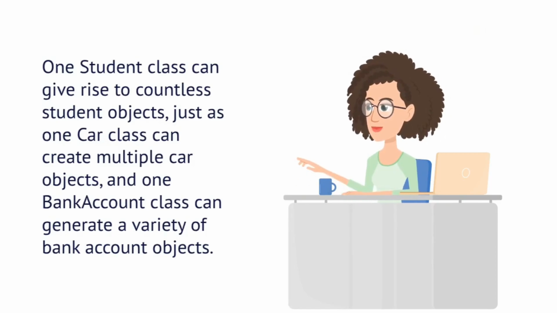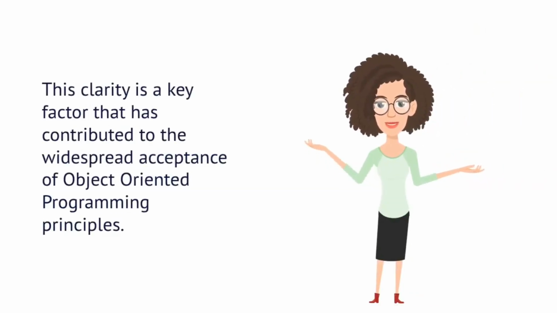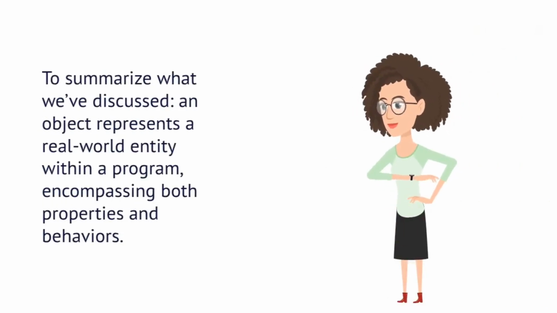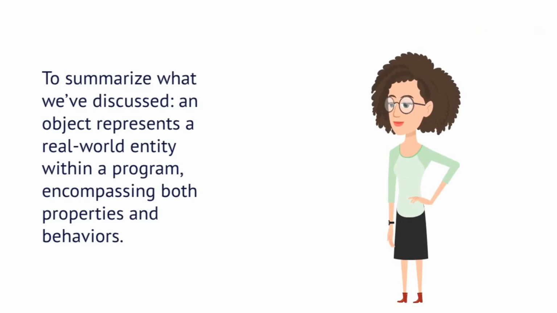So instead of writing separate variables again and again, programmers simply create a class once, and then they create as many objects as they need from that class. This makes the code more organized, easier to manage, and much easier to understand. And this is one of the main reasons why object-oriented programming became so popular.